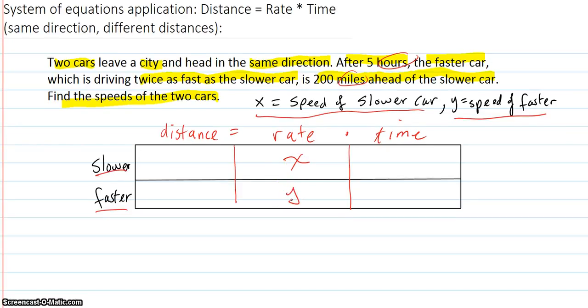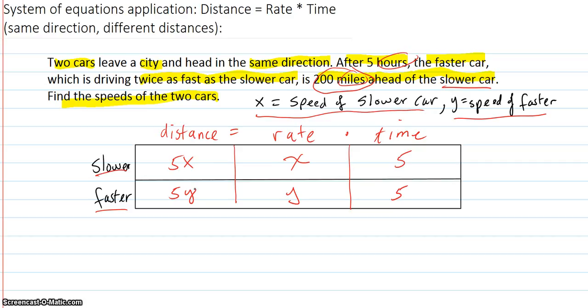And what about the time? It says after 5 hours the fast car is, okay, so 5 hours. Looks like it's the same amount of time. And after that amount of time, the faster car is 200 miles ahead of the slower. So we don't have any distance number, so we multiply across here: 5 times x, 5x, 5 times y, 5y.